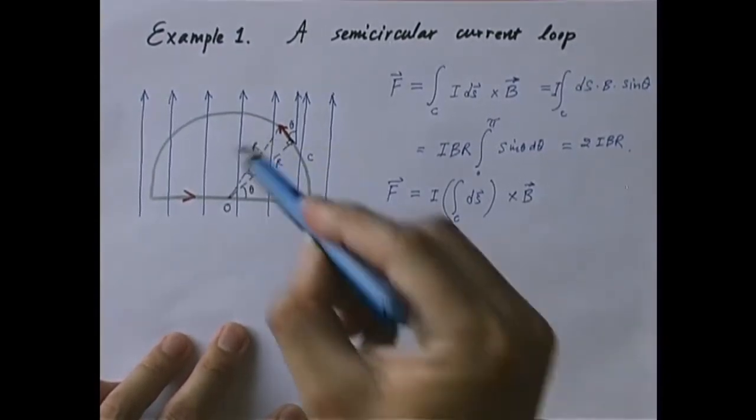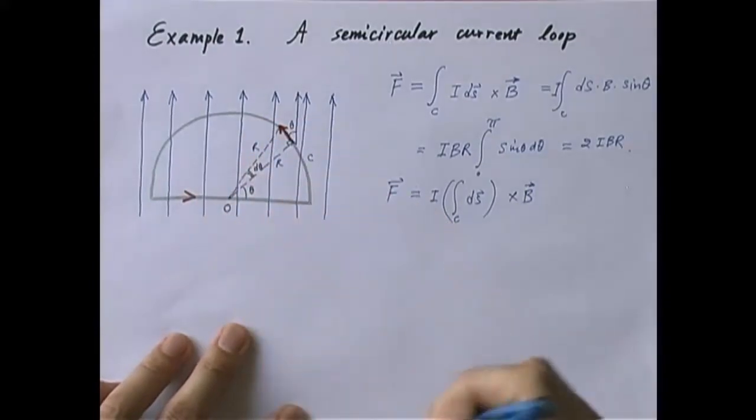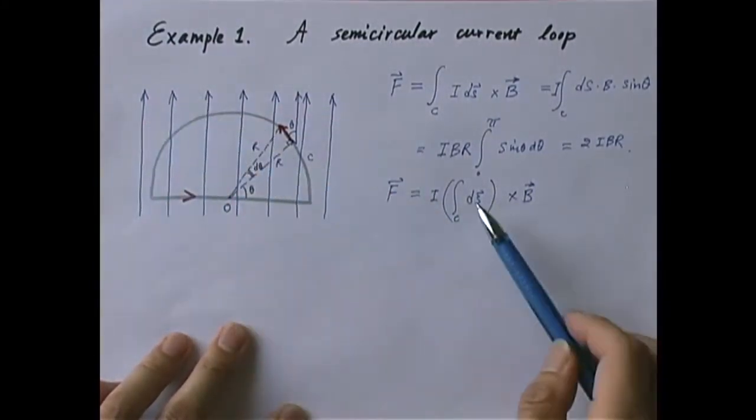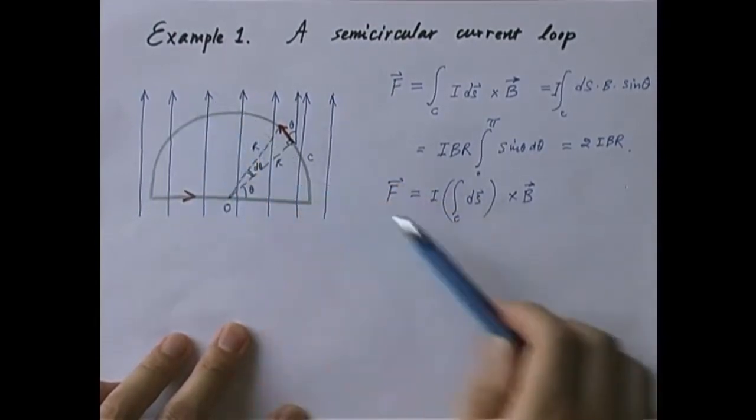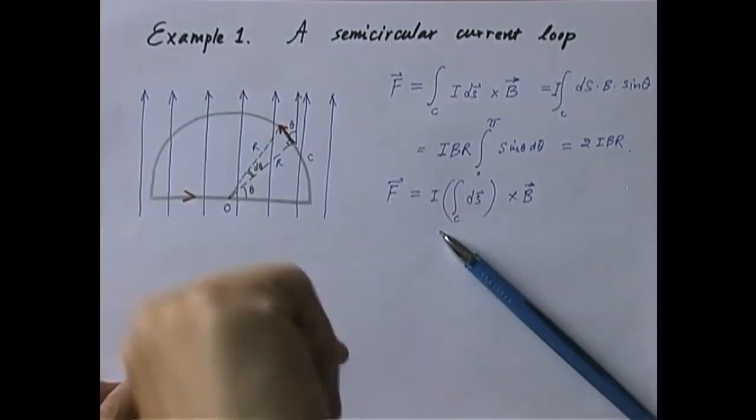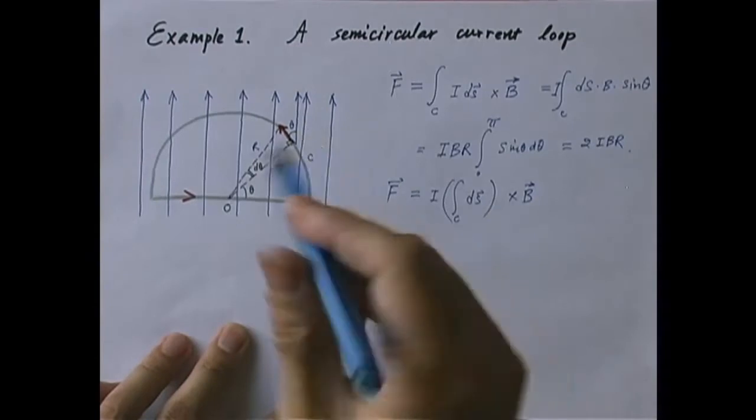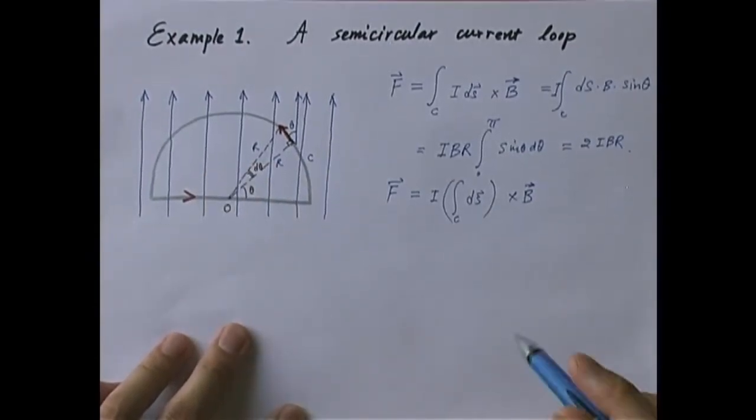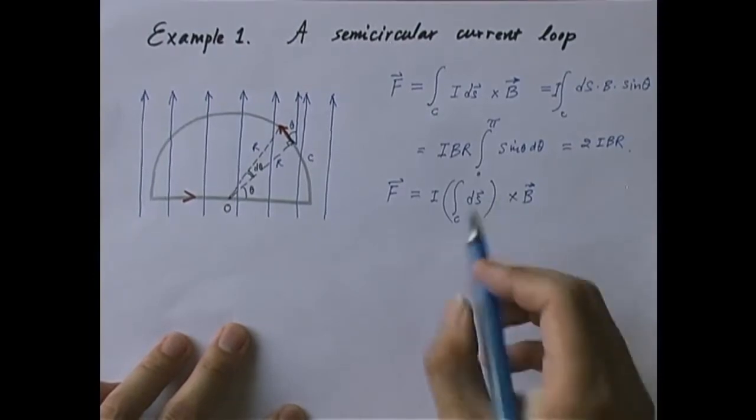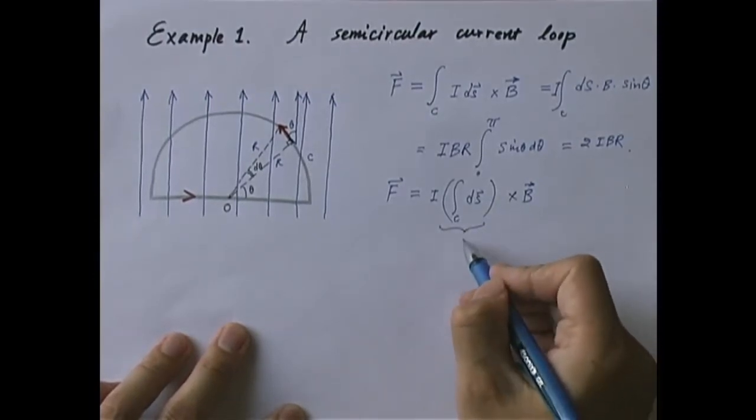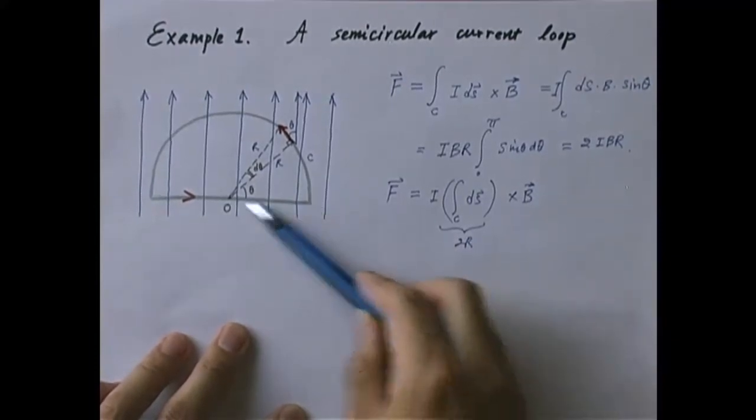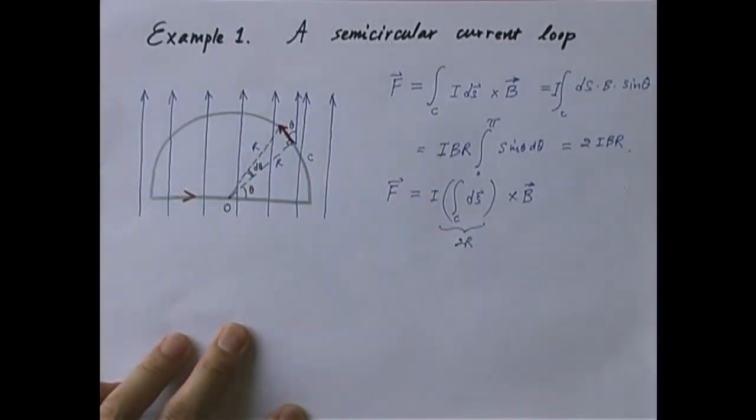The direction of the force is inward, into the blackboard, into the paper, because it's this vector cross B. This vector goes like this, cross B. You get a force into the paper. And what about the magnitude? The magnitude is determined by this magnitude, which is 2r, times B's magnitude times the sine of the angle between this vector and that vector. That's 90 degrees.